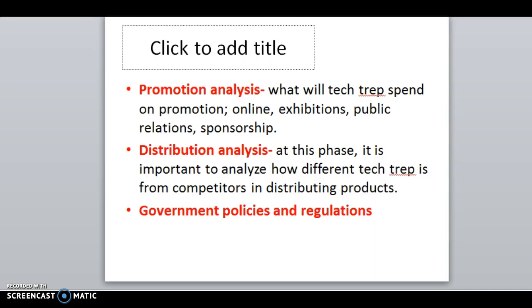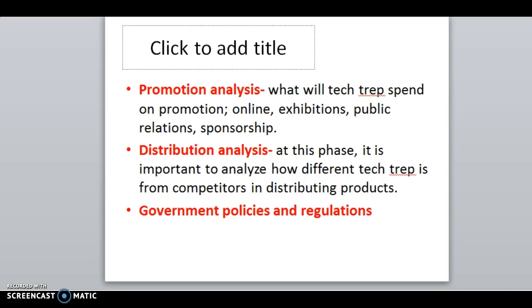In the distribution analysis at this phase, understanding how different you are from your competitor is really important. How is your competitor distributing his or her product? What are the best and possible strategies that TechTrip can use in distributing the product, which are absolutely different from the competitors'? Not forgetting government policies and regulations in regards to Kenya, FDI, that is.